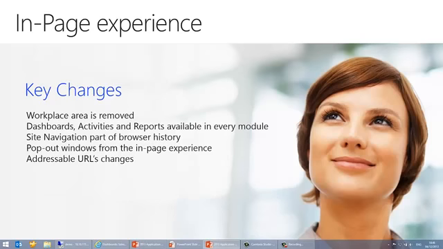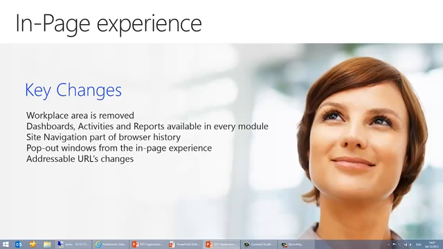So what are the key changes we've done in CRM 2013 for the in-page experience? Well, the workplace area is removed. The dashboards, activities and reports are available in every module. The pop-out windows are removed from the in-page experience, and there are addressable URL changes, which we'll discuss in another talk later down the line as well, which makes it a lot easier to go to a specific URL. It's a much shorter specific address for the URL in CRM 2013 compared to CRM 2011. And with the site navigation part of the browser history as well, like I said, with the back button, it makes a better user experience for the user.